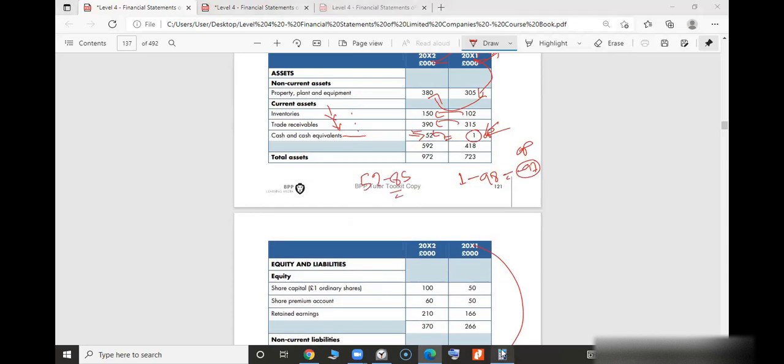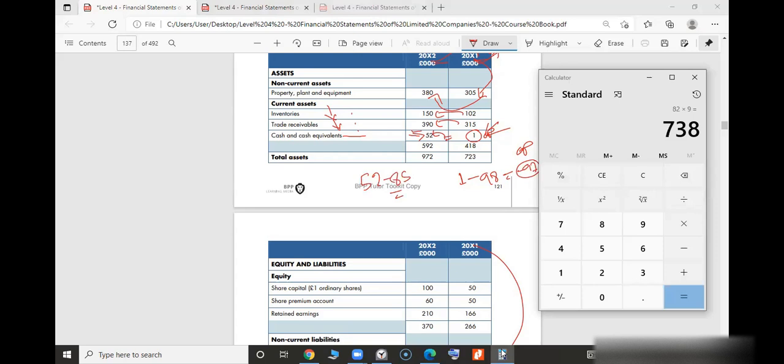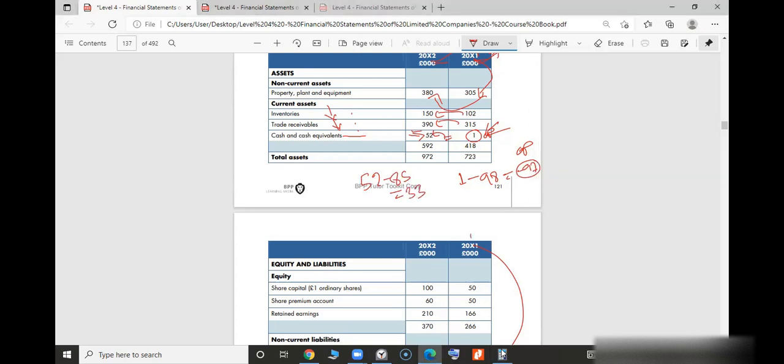Give me a figure. 33, I'm taking your answer. That means that is your closing. Do you understand me? Minus closing, minus 32 or 33. Thank you. Yeah, minus 33.